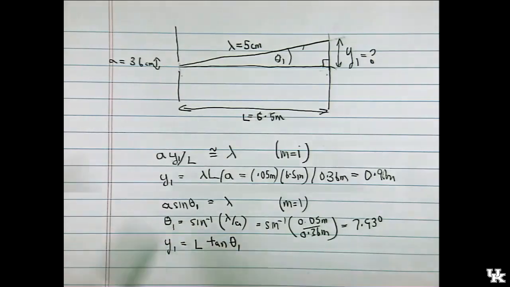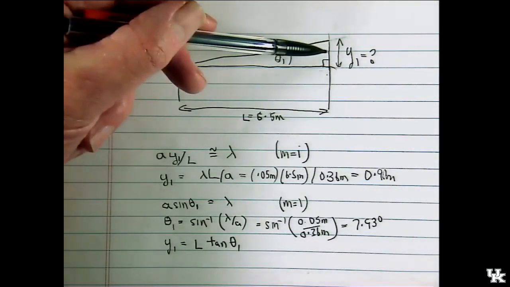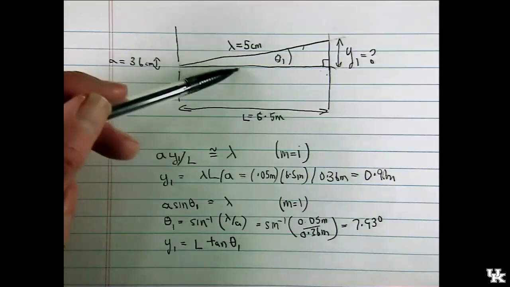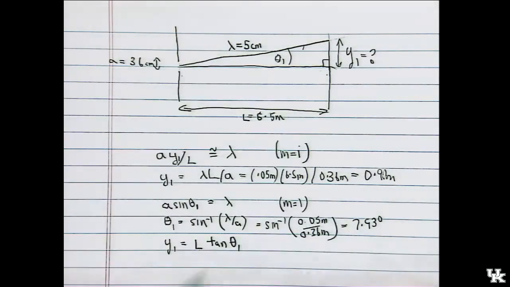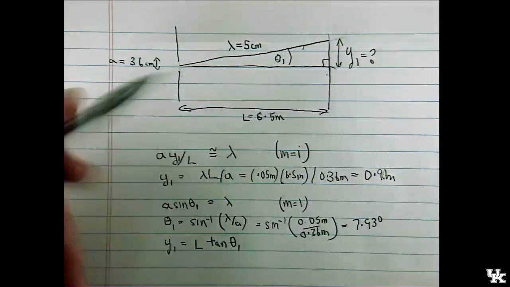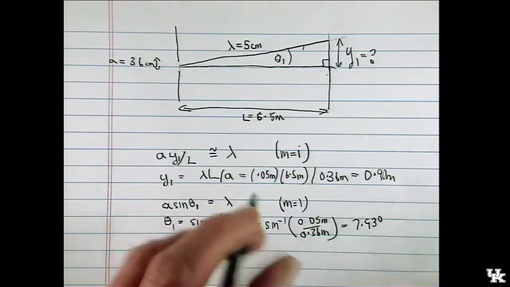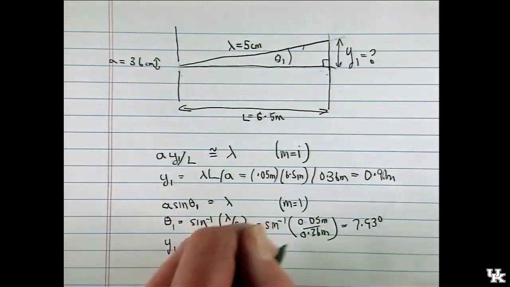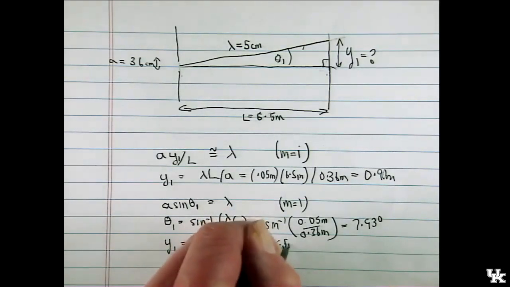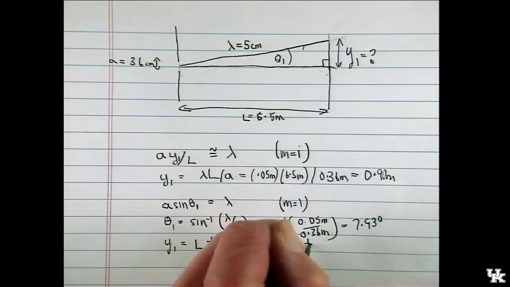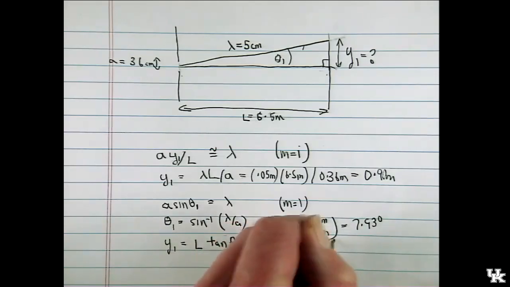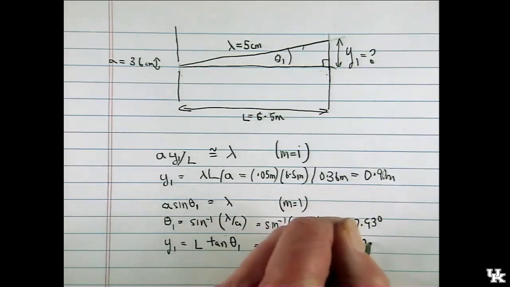So y1 is the opposite. It's opposite the angle. L is the adjacent, next to the angle. And here's my trig function, tan theta, tan of the angle, the direction that we just calculated. So if I plug in all the numbers here, I've got 6.5 meters times tan of 7.93 degrees. And this came out to be 0.91 meters.